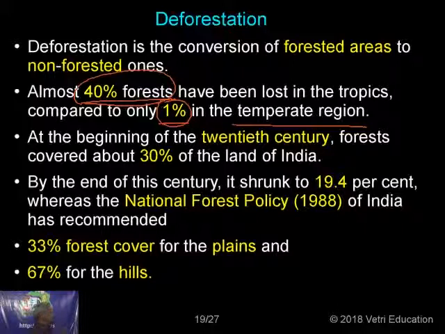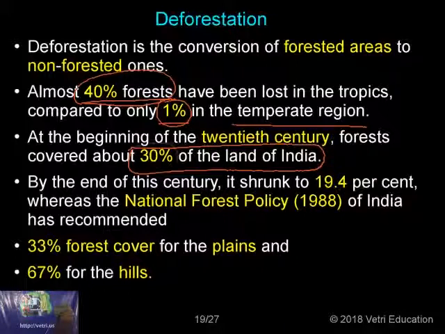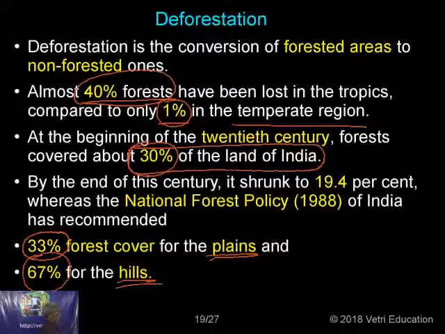Good for the plants. At the beginning of the 20th century, forests covered about 30% of the land. In the land area, 30% was the forest area. But 33% minimum should be there according to the recommendation. In the plains, minimum 33% of the land area should be forest, and in the hills, minimum 67% should be forest. This has been advocated by the National Forest Policy. When such is going to be the condition, by the end of this century, it will shrink to 19.4%. See the pathetic condition.